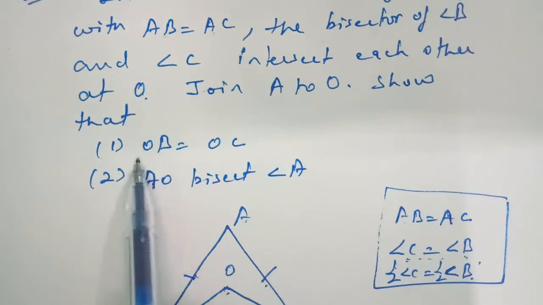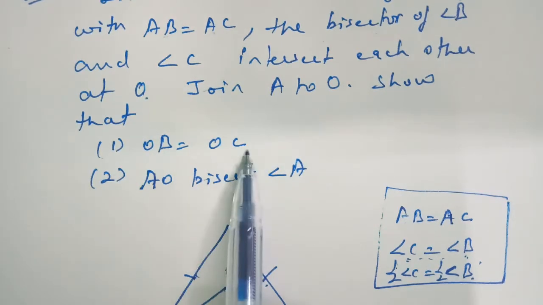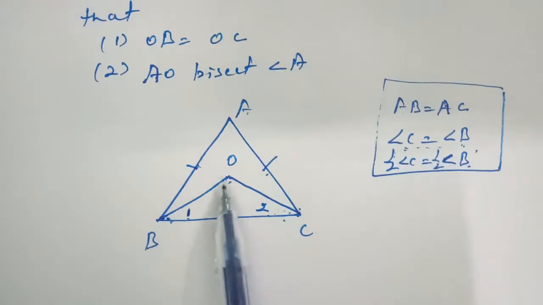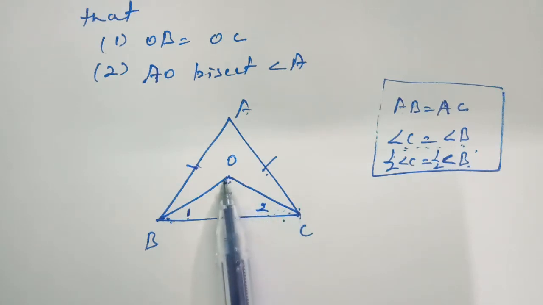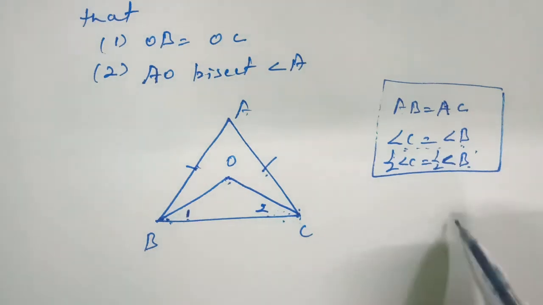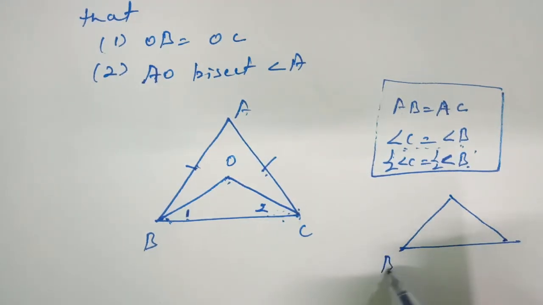Show that the first part, OB is equal to OC. We have to show OB is equal to OC. If we see OB and OC, both of them are lying in the triangle BOC. BOC you can observe.